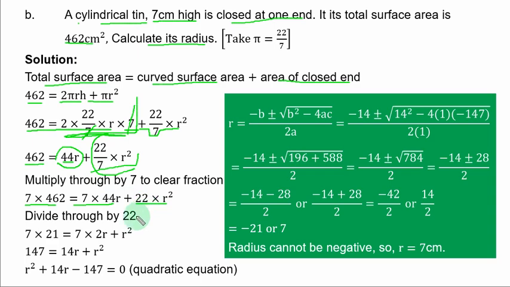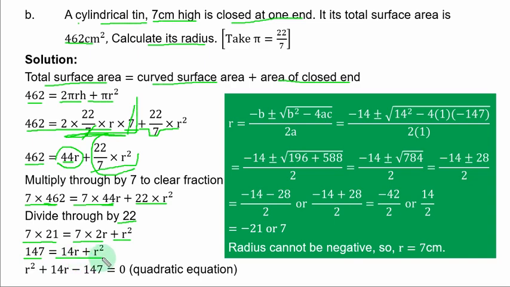It is clear that 22 is common. To reduce the coefficient, divide through by 22. Divide this term by 22, you have 21. So you have 7 times 21. Divide this by 22, you have 2. So you have 7 times 2r plus r squared. If you multiply, you have 147 equal to 14r plus r squared.